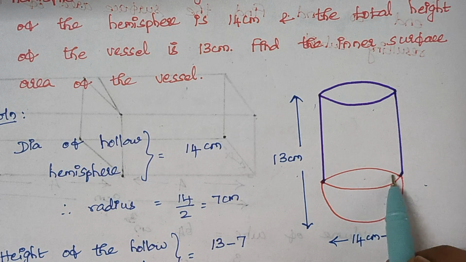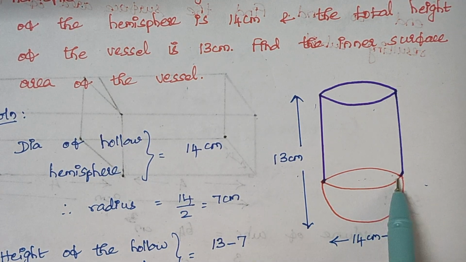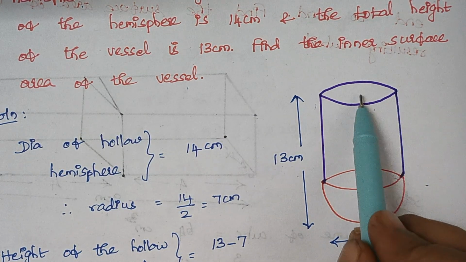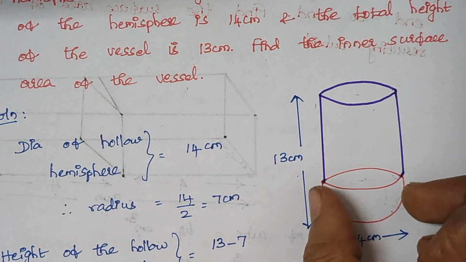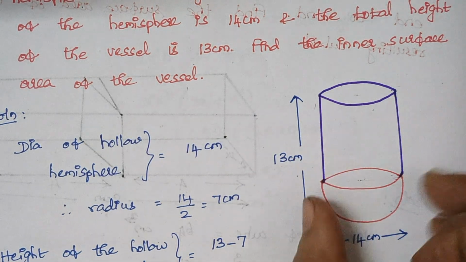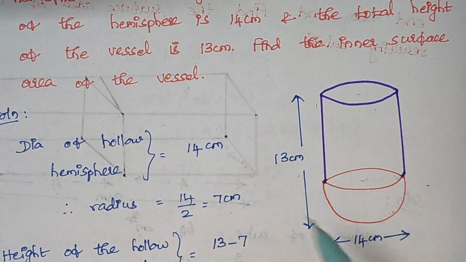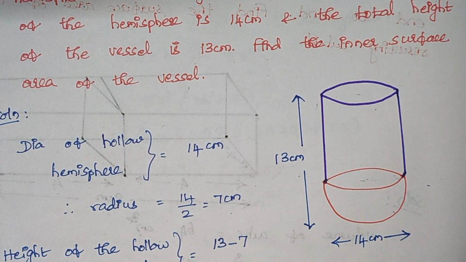So what about the radius? It is 14 divided by 2, so here the radius will be 7. The radius of the hemisphere is equal to the radius of this cylinder, because they are placed one upon the other and are of the same size. Therefore, the radius of the hemisphere is 7, and similarly the radius of the cylinder is also 7.